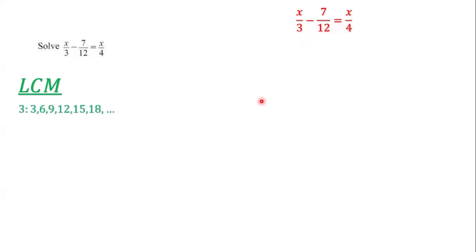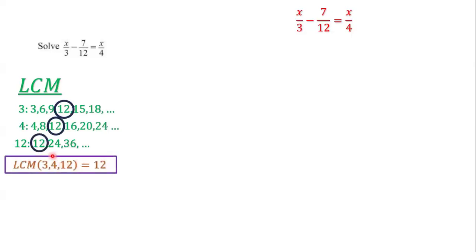So let's list the multiples of 3. The multiples of 3 are 3, 6, 9, 12, 15, 18, and the list goes on. The multiples of 4 are 4, 8, 12, 16, 20, 24, and the list goes on. The multiples of 12 are 12, 24, 36, and the list goes on. And so the lowest common multiple of 3, 4, and 12 is definitely 12.